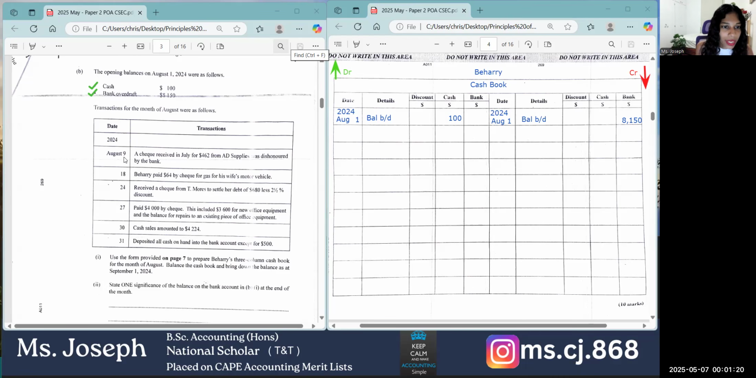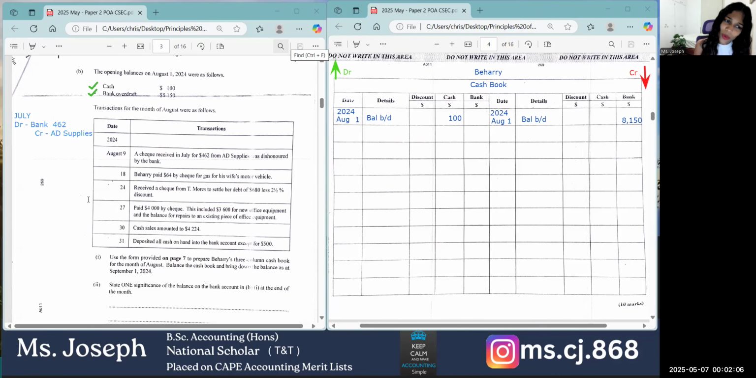August the 9th, a check received in July for $462 from AD Supplies was dishonored by the bank. What does this mean for us? What would have happened in July is that AD Supplies would have paid us using that check of $462. So the transaction we would have recorded in July would have been debit the bank, because it's a check for $462, and we would have credited the customer who would have been AD Supplies. This would have been in July.